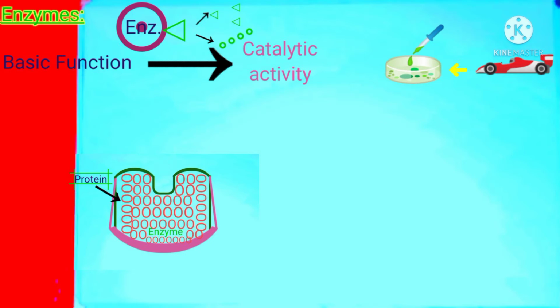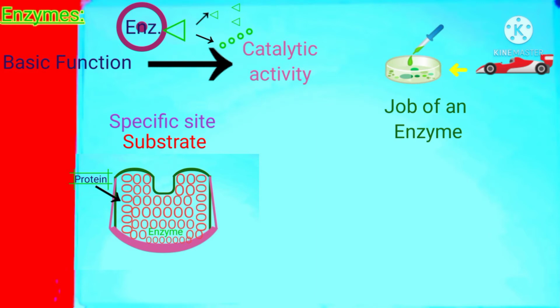Students, an enzyme consists of only a specific site at which it performs its function by attaching to a substance. So what is this substance? The name of this substance is the substrate. Substrate means anything on which the enzyme will act. So what is the job of an enzyme? To split or form things.